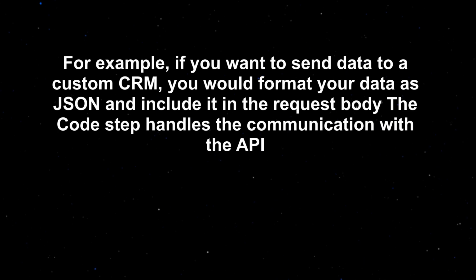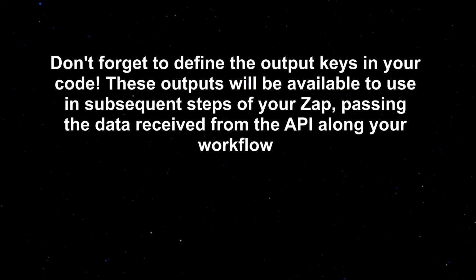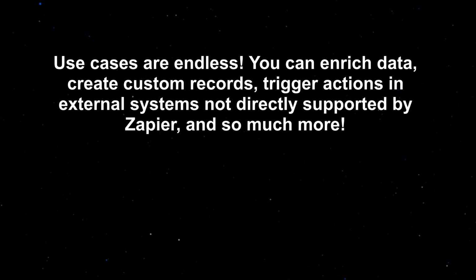For example, if you want to send data to a custom CRM, you would format your data as JSON and include it in the request body. The code step handles the communication with the API. Don't forget to define the output keys in your code. These outputs will be available to use in subsequent steps of your Zap, passing the data received from the API along your workflow.